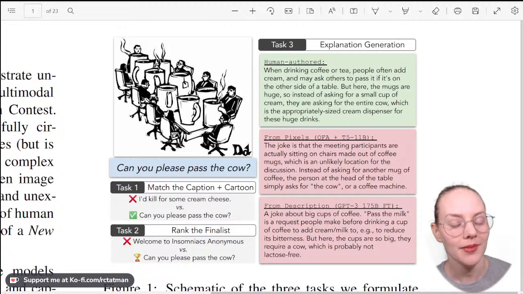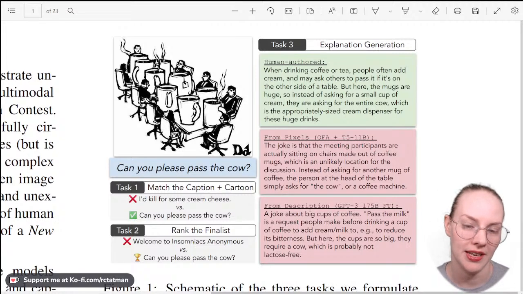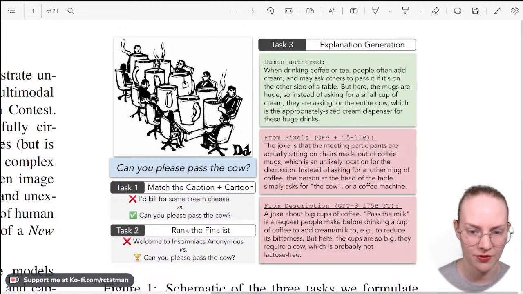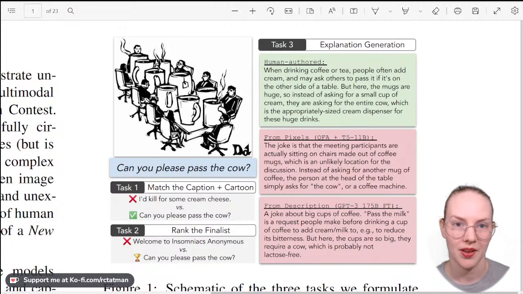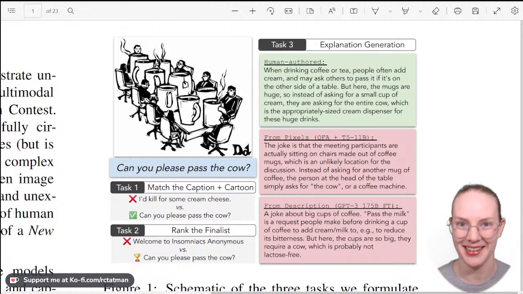Yeah. And then some of the generated one, the joke is that the meeting participants are actually sitting on chairs made out of coffee mugs. That's not the case. They're sitting on regular chairs, which is an unlikely location for the discussion. Instead of asking for another mug of coffee, the person at the head of the table simply asks for the cow or a coffee machine, right? So this is plausible human language output, right? It's grammatical, it's fluent would be the technical term for it, but it's not right. It is straight up wrong.